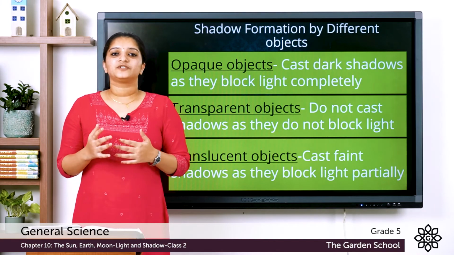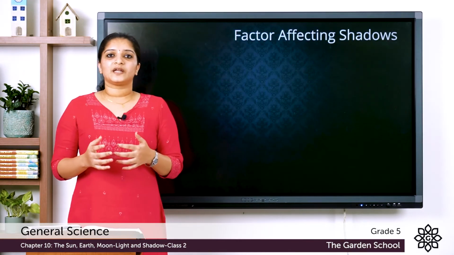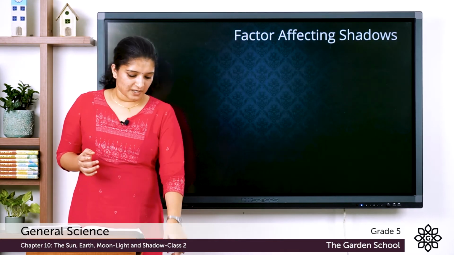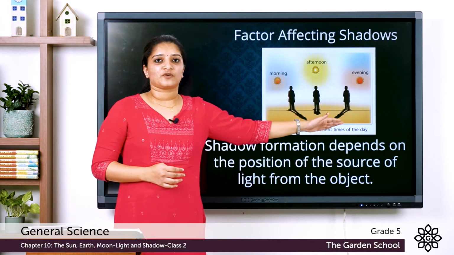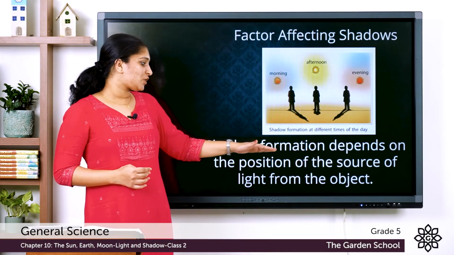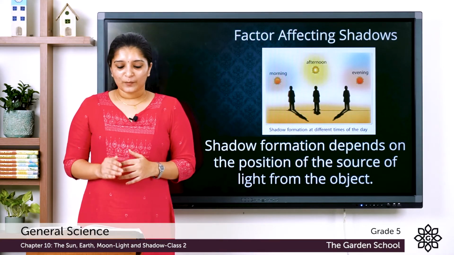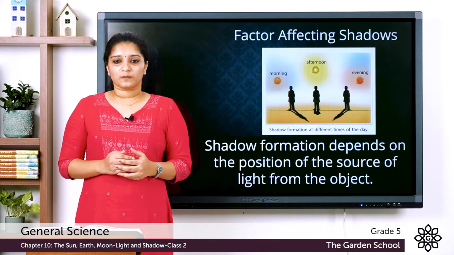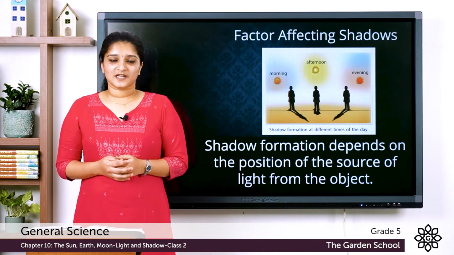Now we learned how shadows are formed by various types of objects. Now let's see how various factors affect shadow formation. The picture here shows the shadow formation at different times of the day. This proves that shadow formation depends on the position of the source of light relative to the object. So it is very clear that the position of the source of light affects the size of the shadow. I hope this concept was clear to you.